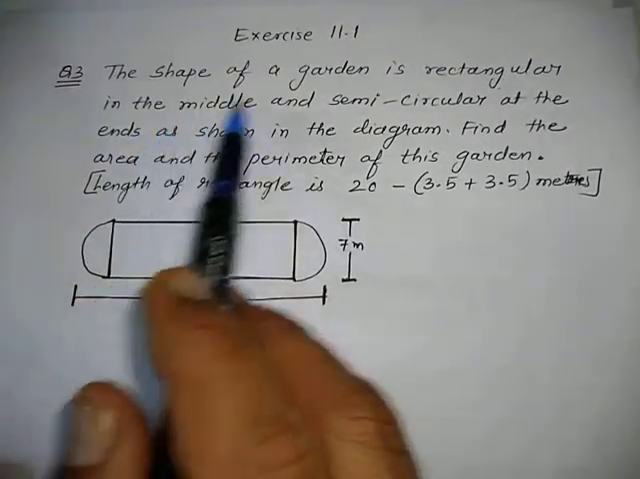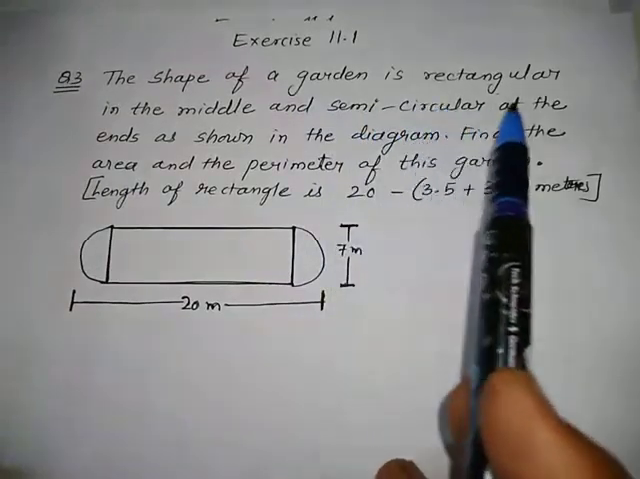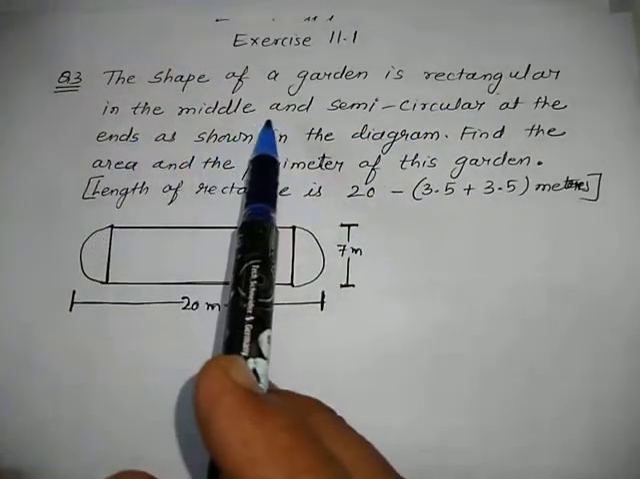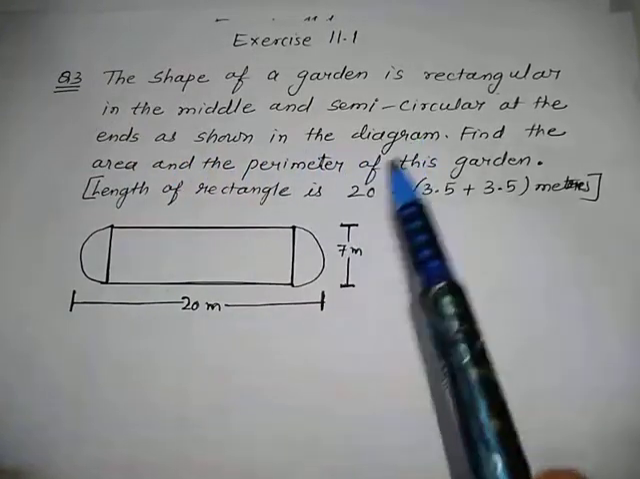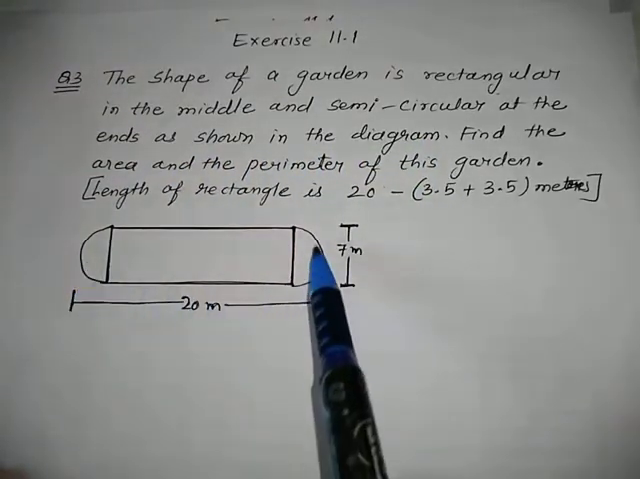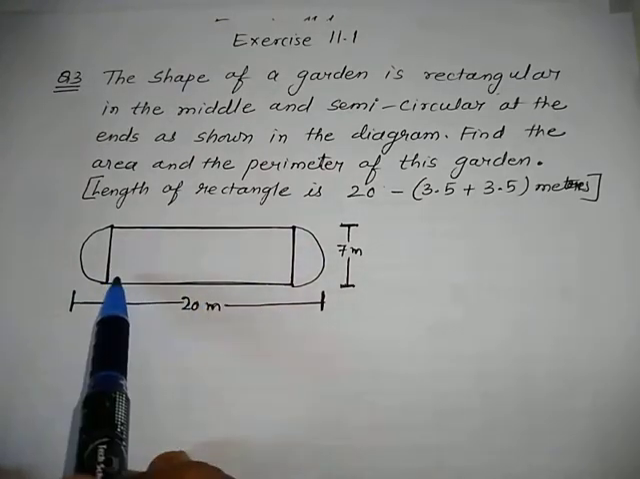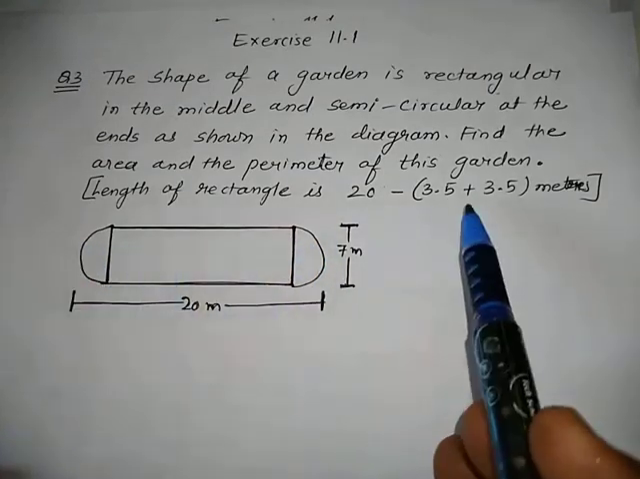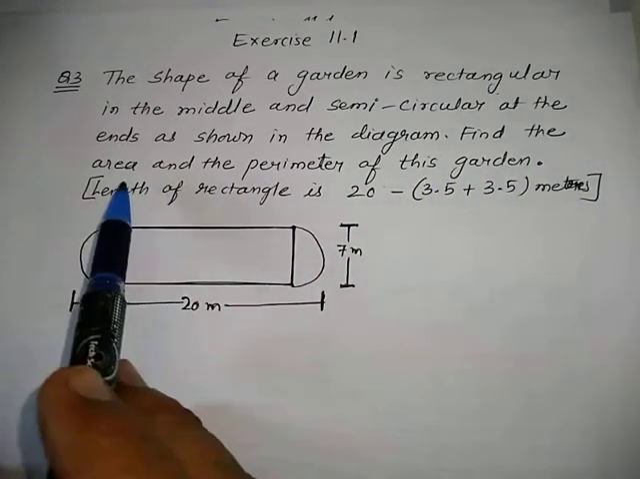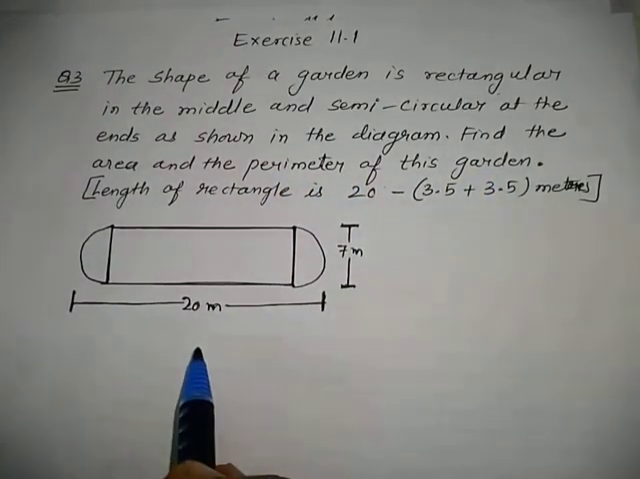Question number 3 of exercise 11.1. The shape of a garden is rectangular in the middle, with a semicircle at each end, as shown in the diagram. This is the total garden area, with a rectangular middle and both end points in semicircle form. From this, find the area and the perimeter of this garden. So we are asked to find the area and perimeter of this garden.